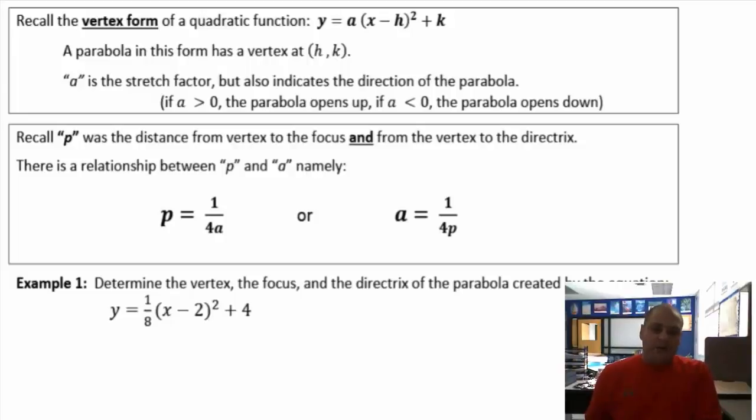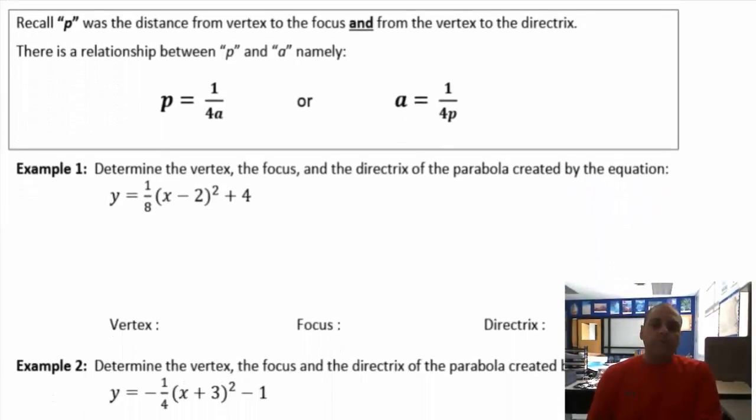Now, we recall vertex form, y equals a times (x minus h) squared plus k. We did that in lesson 29. If you didn't watch that video, go back and watch that now before you continue. We talked about the distance p. P is the distance from the vertex to the focus and from the vertex to the directrix. That equal distance right on the axis of symmetry, that's the p value.